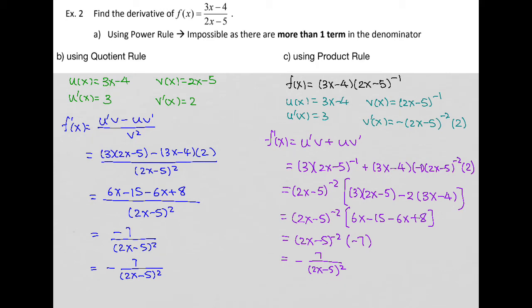In this example, power rule cannot be used because there is more than one term in the denominator, but between the quotient rule and the product rule, quotient rule is easier to use in this case. The reason is there are no other exponents. So if the function doesn't have anything like whole thing to the exponent 2 or whole thing to the exponent 3, then quotient rule will be the rule that we're going to use.